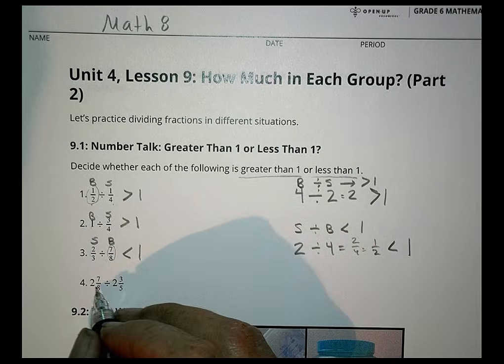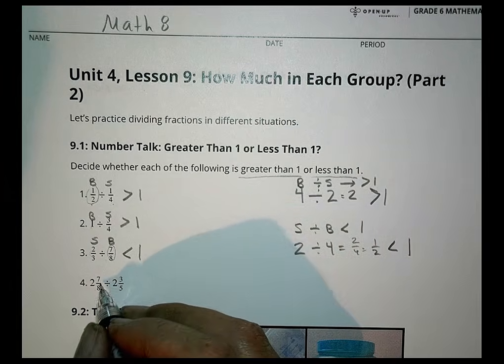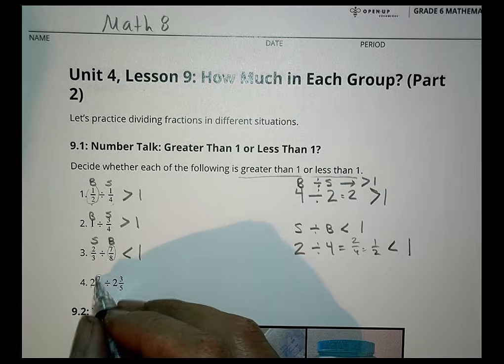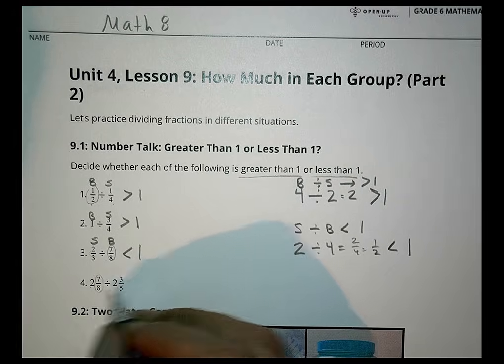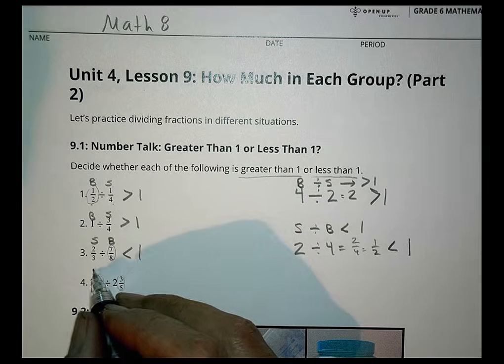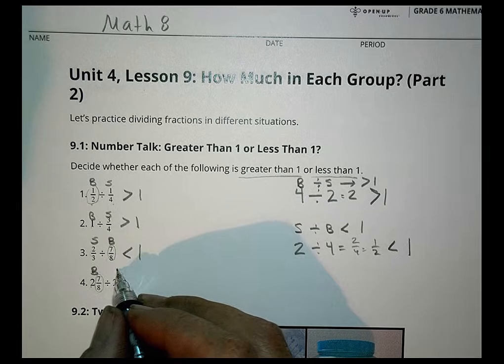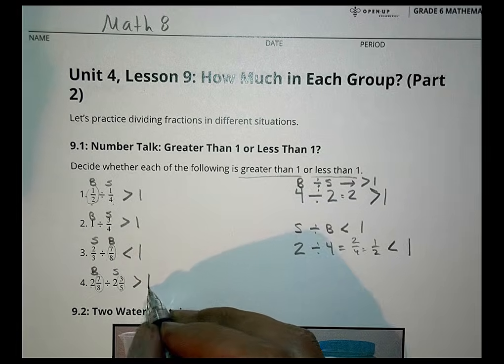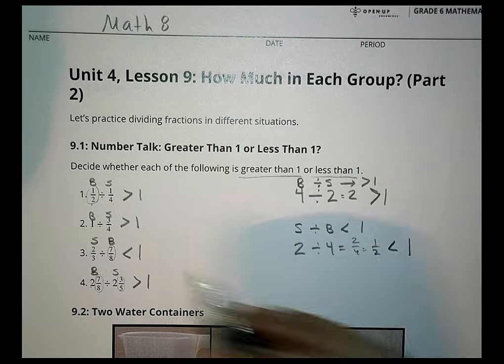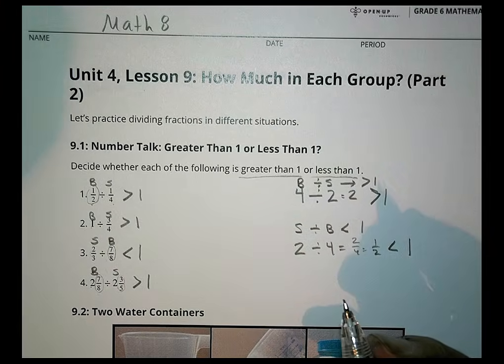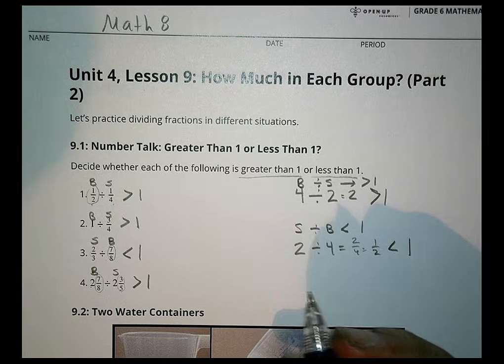And then over here, we have 2 and 7/8 and 2 and 3/5. Again, the 2's are the same. 7/8 is going to be closer to a whole number than 3/5 is going to be. So this is a big number divided by a small number, so it will be greater than 1. All right? And that's really what we're seeing, and that's the idea. Okay?